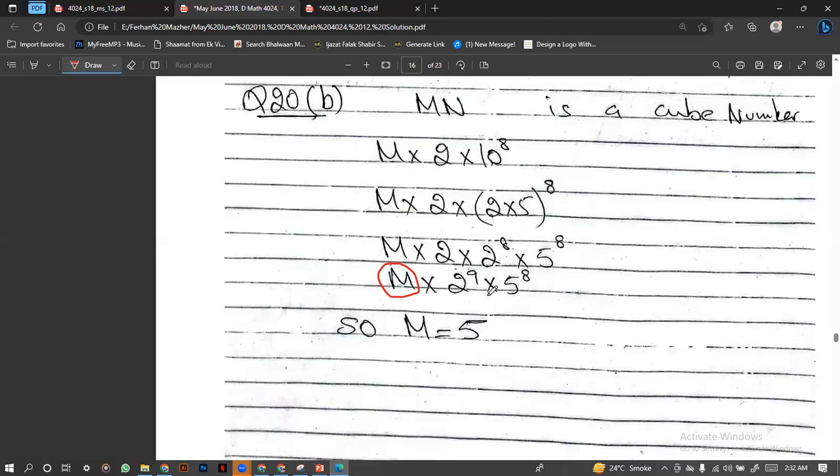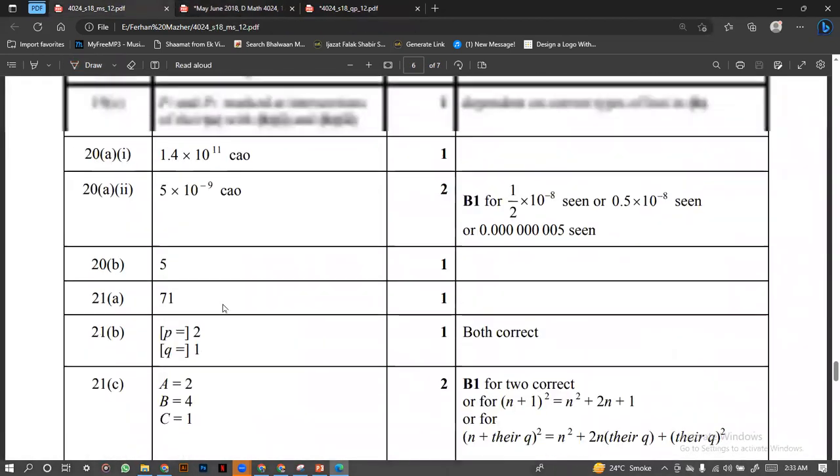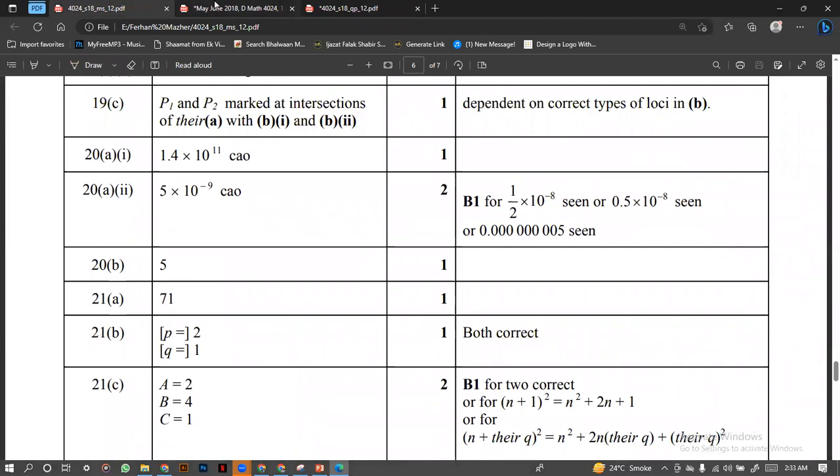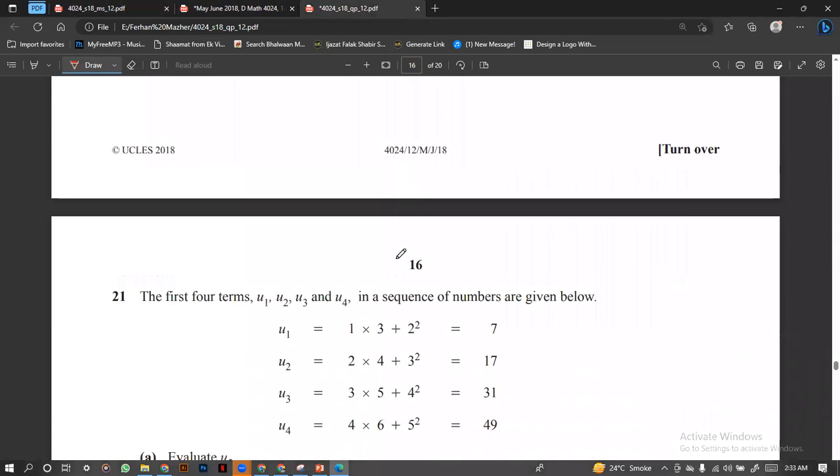So 5 raised to power 1 and 5 raised to power 8, when they multiply with each other, will make 5 raised to power 9. When the power becomes 9, that is a multiple of 3, and that will be a cube number. So m's least value should be 5. Question 20, part B, the 5 is the right answer. This is the solution.